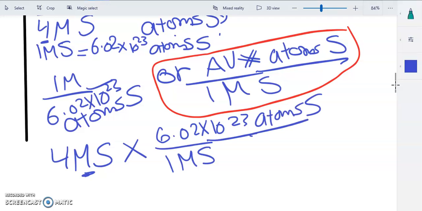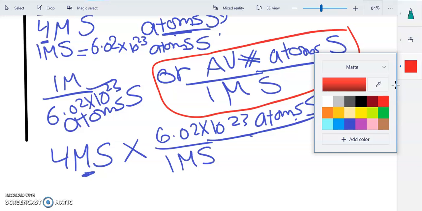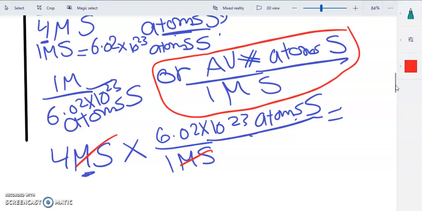Now it's time to check if we reached the information that we need. Atoms. So this will cancel that, and then we will multiply 4 times 6, and we get the results here in atoms of sulfur. Okay, so this is to go from mole to atoms.